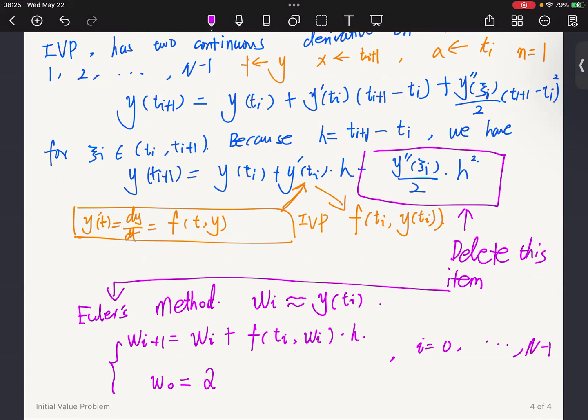And this is the Euler's method. Euler's method is just a Taylor expansion, skipping the last term, and the last term is just the error in the Taylor expansion. Then we solve this system, and we get the approximations to the values y(t0), y(t1), y(t2), and y(tn). And this is the Euler's method.